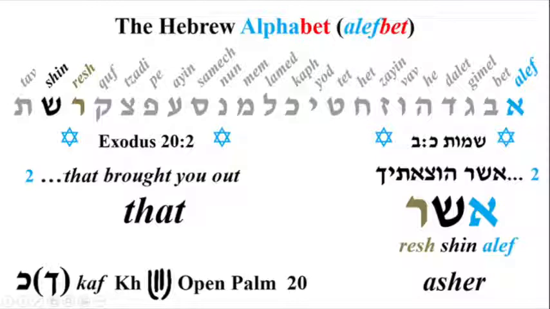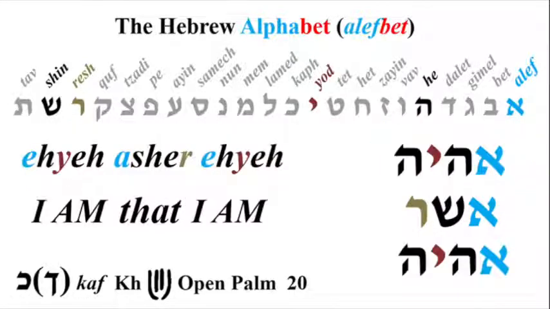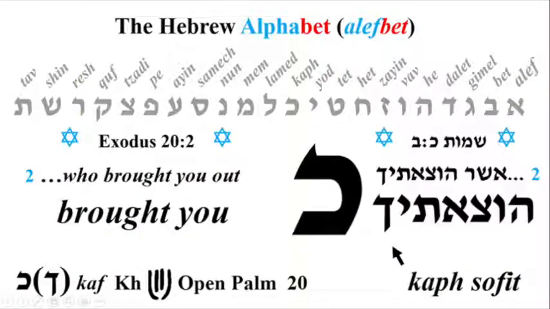I am the Lord your God who brought you out. Who? We've seen this word before. It's Asher. We see it when Moses talks to the burning bush. They're going to ask, what is your name? And the bush answers, Ehyeh Asher Ehyeh. I am who I am. Asher is who or what or that. Okay? I am that I am. Who brought you out. The word for brought you, it's a big word. I don't know what this word is here. Hotzateka.